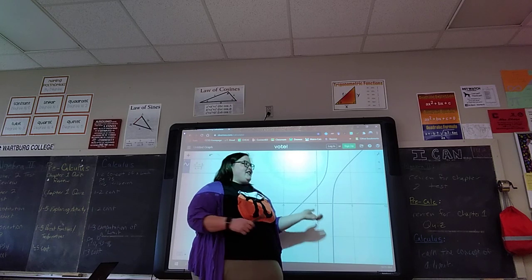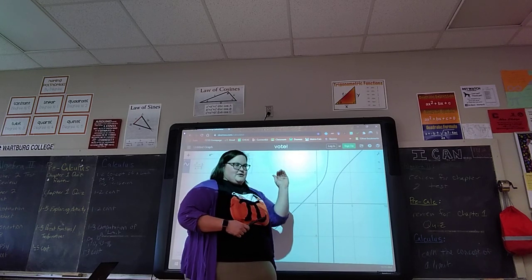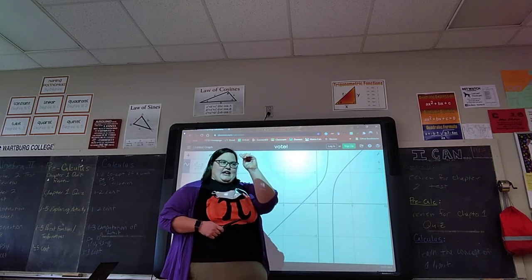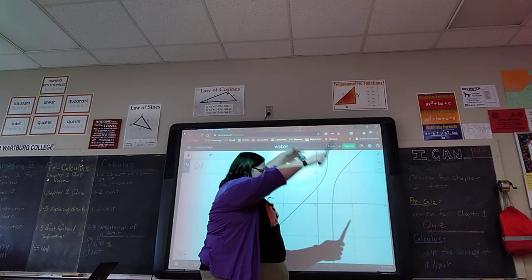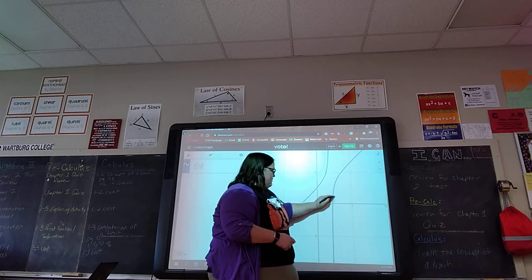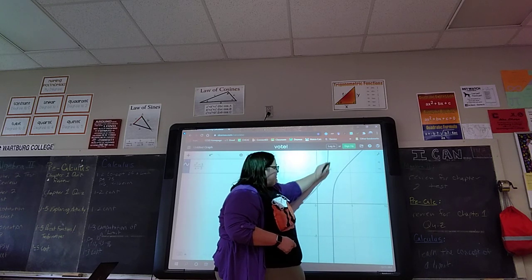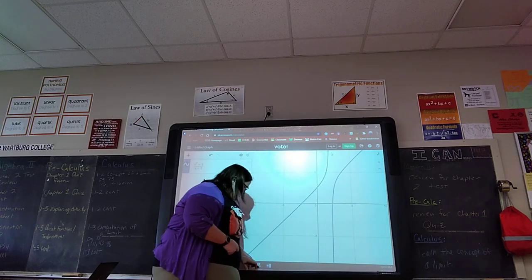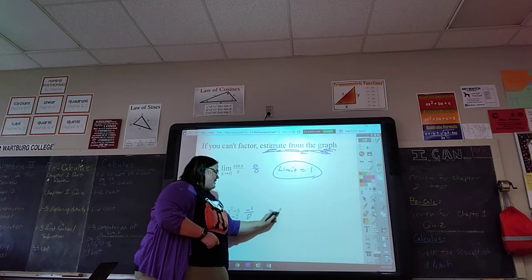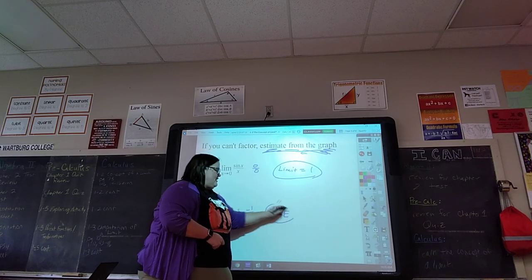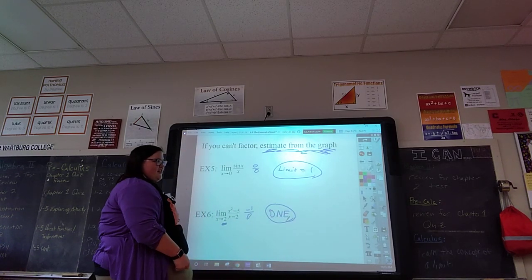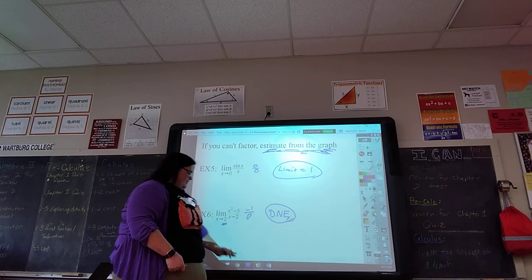No. With that last curve, it was a nice even curve. It just had a hole. This one is kind of going off in all different directions at 2. If you look at this one, it's never going to get to 2. This value never gets to 2. So this limit does not exist.